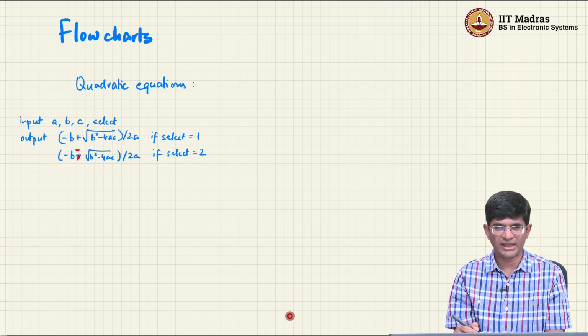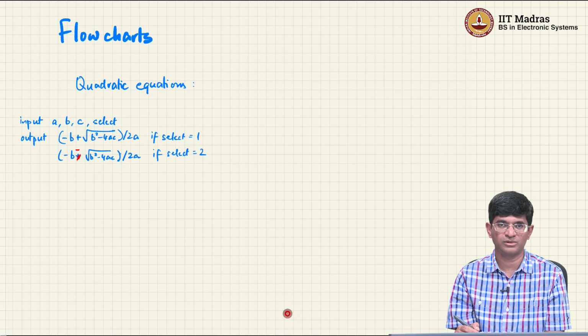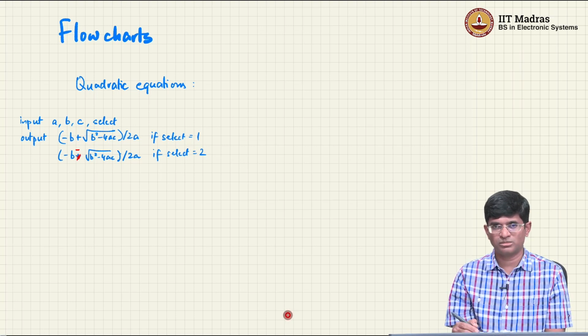Those of you who have prior programming experience might be aware that square root is not usually a native function of most processors, but that is okay. We have ways by which we can compute square root. So, I am going to assume for now that there is some magical way by which you can compute the square root. Okay.